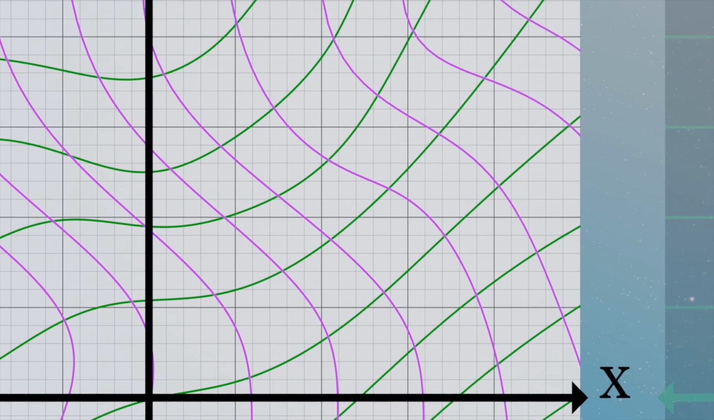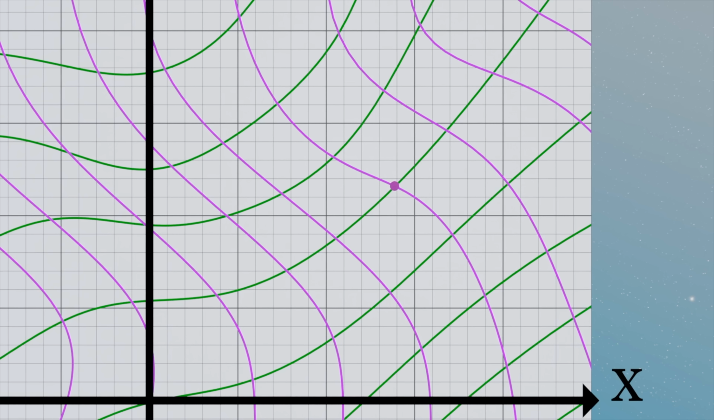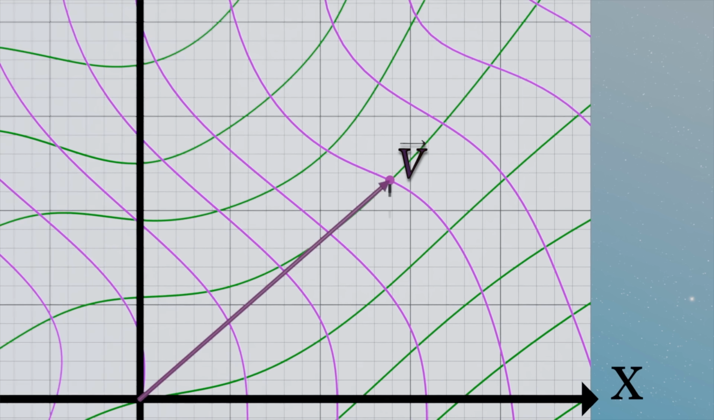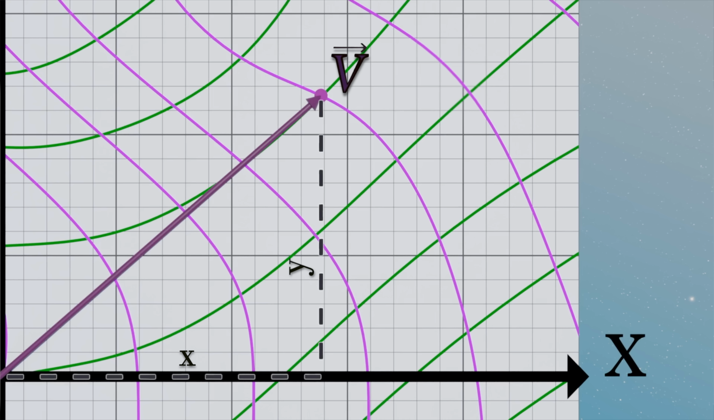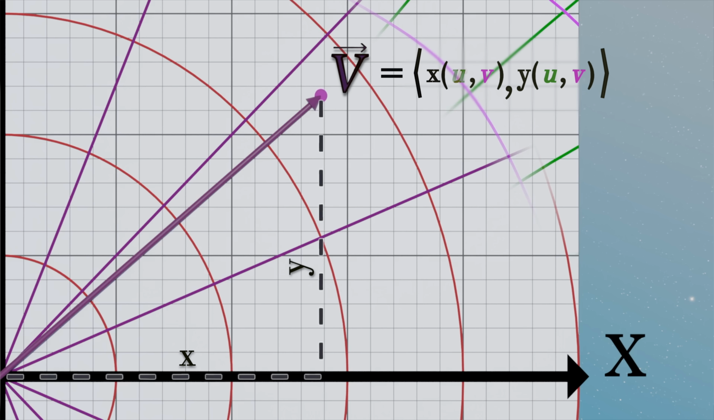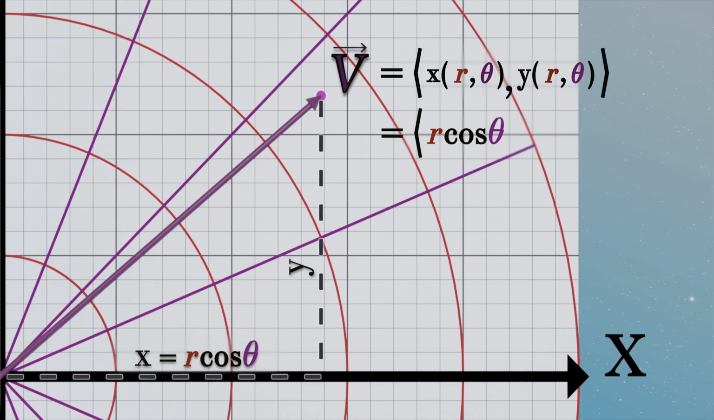To do this, we will represent every point along a coordinate curve as a vector that reaches from the origin of our Euclidean system to that point. Let's designate this vector with the uppercase letter V. Next, we recognize that the x and y components of this vector can then be expressed as multivariable functions of the parametric space. For instance, if the curvilinear coordinates we were using were, say, polar coordinates, then any point on our Euclidean space could then be expressed via the vector V equals (r cosine theta, r sine theta).